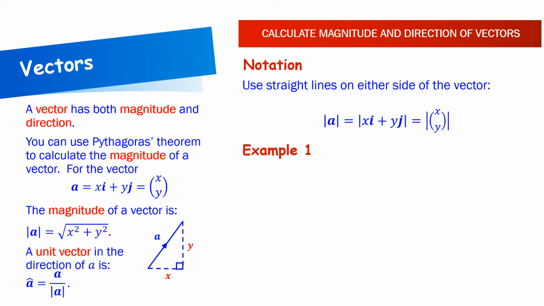Let's take a look at an example. If mod A equals 7, then A hat is equal to A over mod A, which equals A over 7. And it can be illustrated as shown.